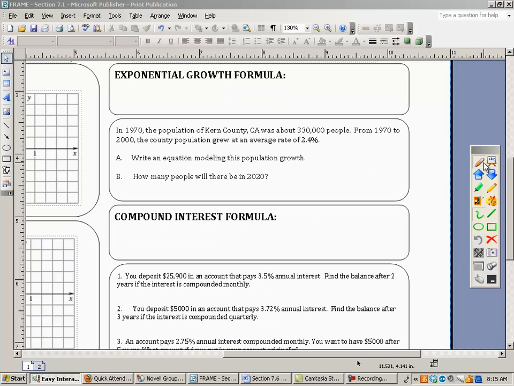The first one is general exponential growth, where we have a times 1 plus r to the t. Okay, let's talk about what this is. A is my initial amount. That's the amount I started with. R is the rate, or the percentage rate, as a decimal. And T is the time in years. Okay? So let's take a look.